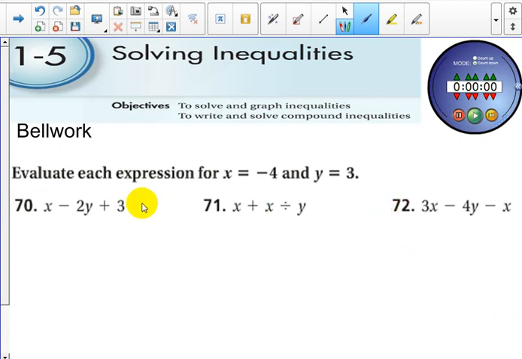In this, it says evaluate each expression for x equal -4 and y equal 3. So x equal -4 and y equal 3. So if you will substitute x and y with those values and solve, we'll come back in about one. You've been working on it for a few minutes, so I'm going to give you about 1 more minute and then we'll come back.